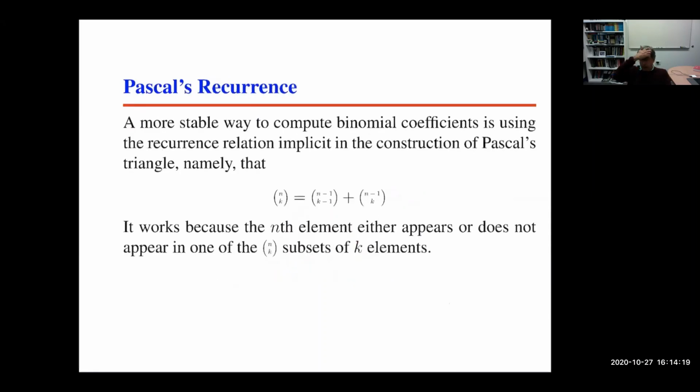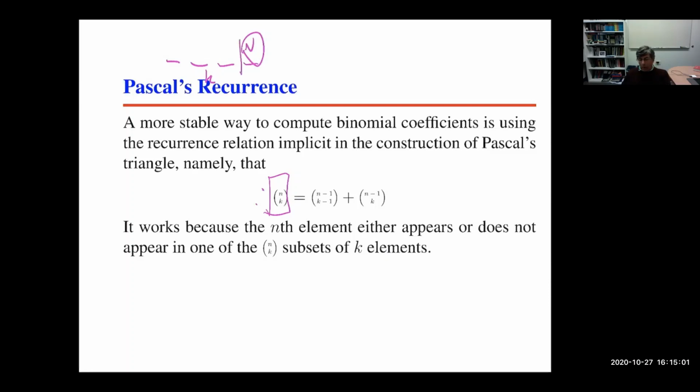Pascal cared about it as a way to compute binomial coefficients. What did Pascal do? How many ways are there to form a subset of k things chosen from the numbers 1 through n? I claim that if you have a subset of k elements from 1 to n, either it's going to include n as the biggest value, or it won't.